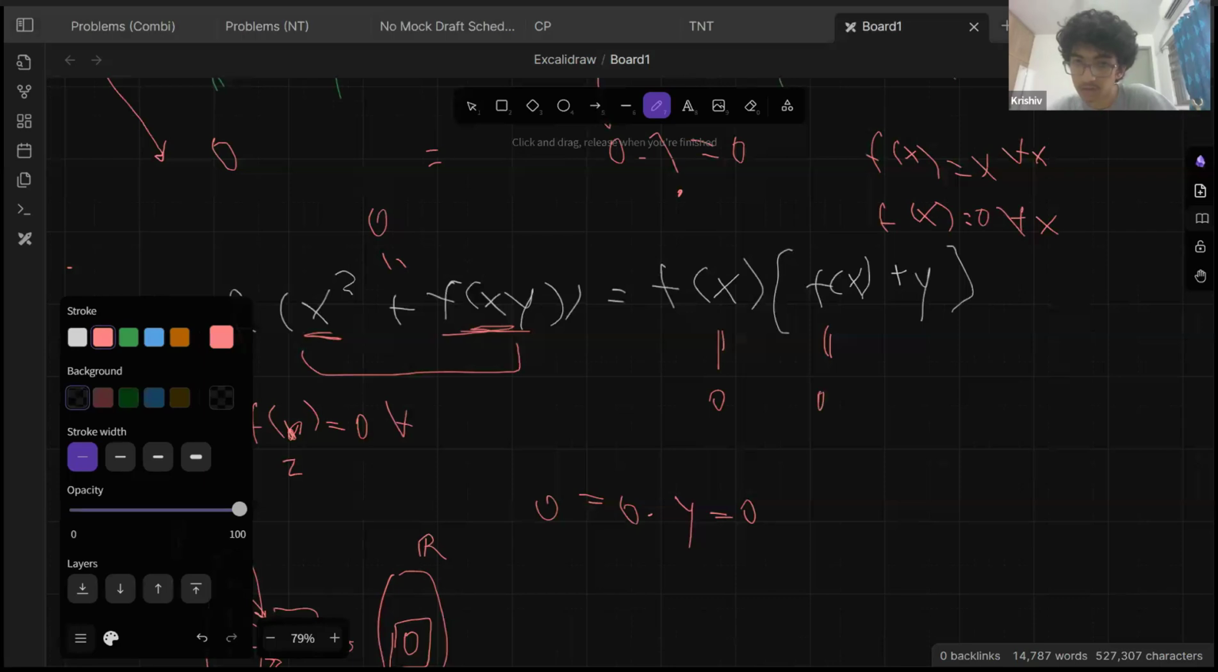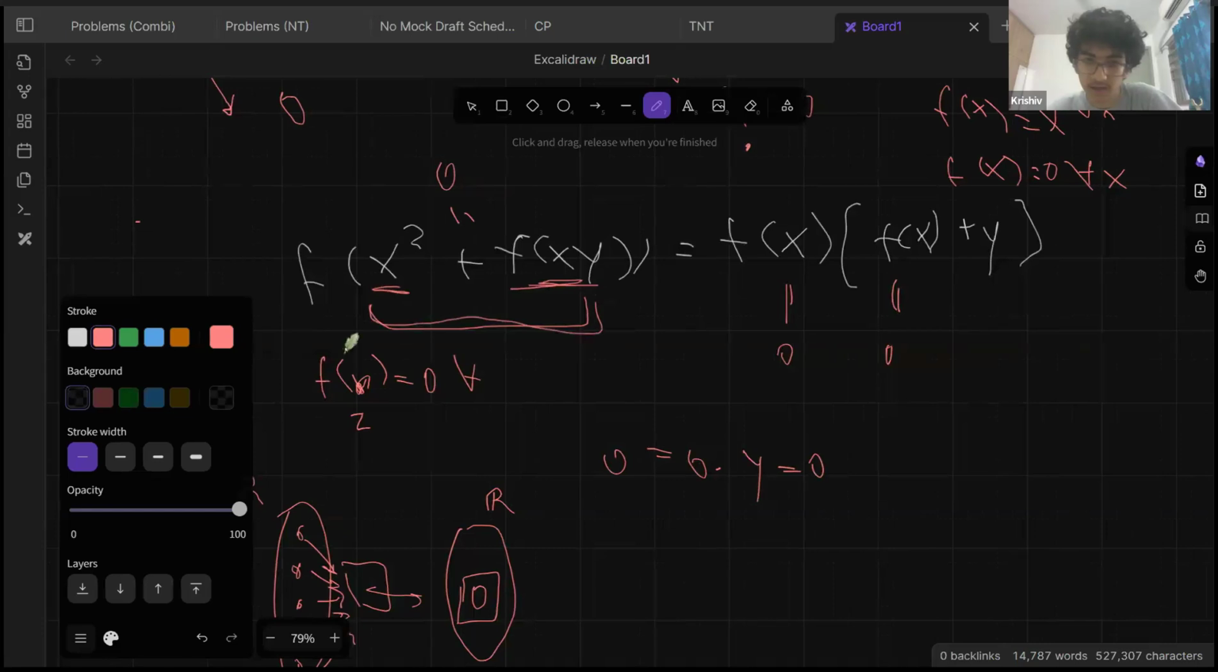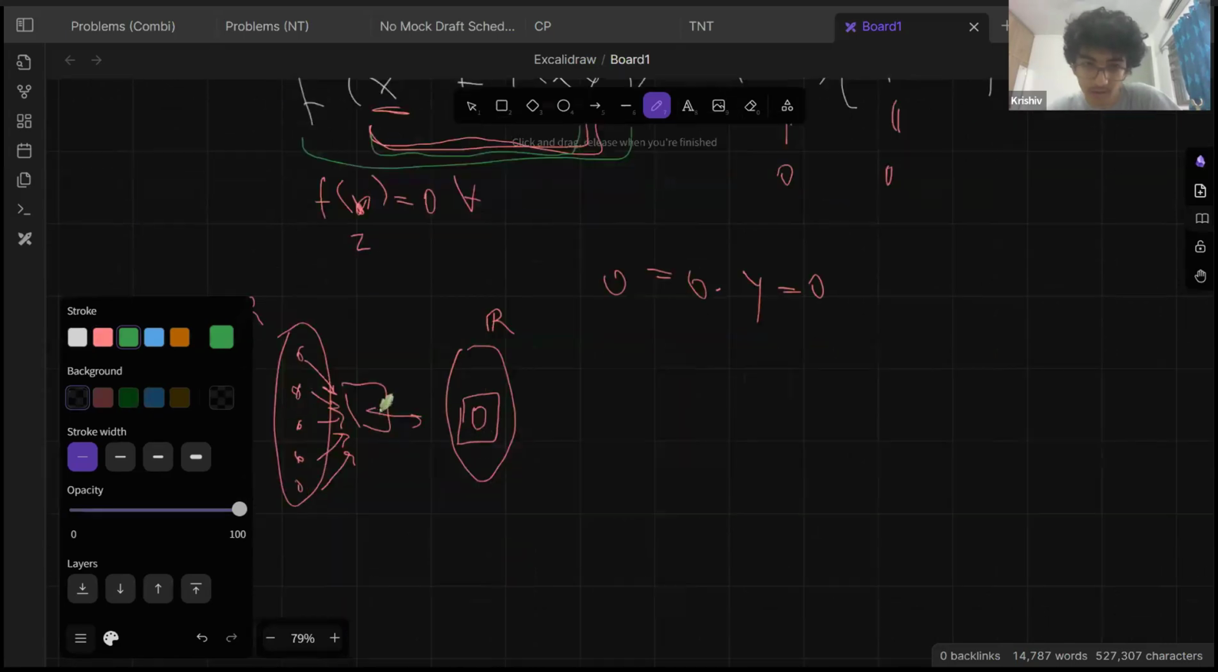No, about which part? Okay. Yes. Okay. This thing is in R, right? And since that thing is in R, we know that f of that will be 0 because f sends everything to 0, right? Okay. Yeah. Right.